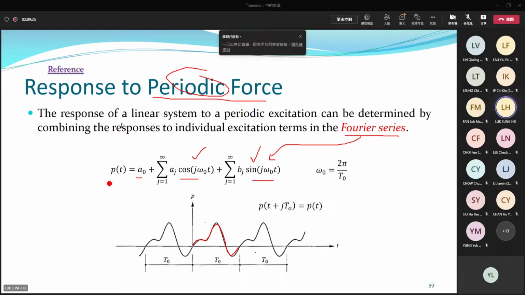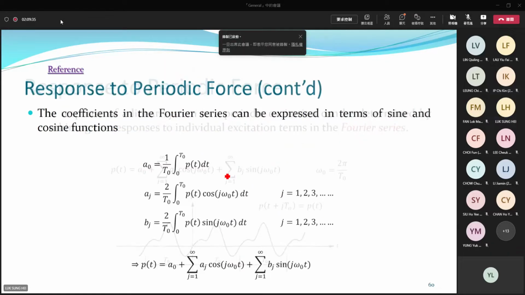To express the loading using Fourier series, you have to find some coefficients: A0, AJ, BJ, this kind of coefficients. This line shows you the coefficients, and you may find the values. It involves some integrations. If you have time, you may try to play with these integrations by trying different periodic loadings. If you know the coefficients, then you can successfully represent the periodic loading using many cosine and many sine terms.